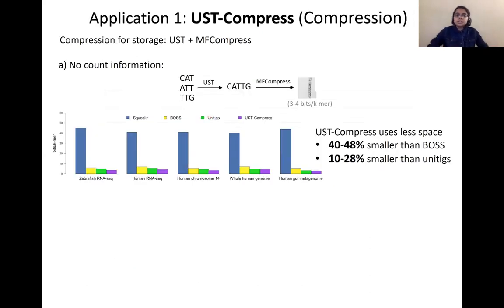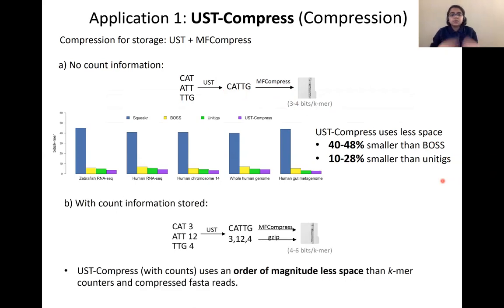Okay, now let's consider some applications of UST. So UST did give us a small weight representation of the k-mer set here. But what we can do is we can compress it even further with a DNA compressor called MFCompress to get a file that's in size 3 to 4 bits per k-mer stored in disk. So this uses a lot less space than BOSS and Unitigs.